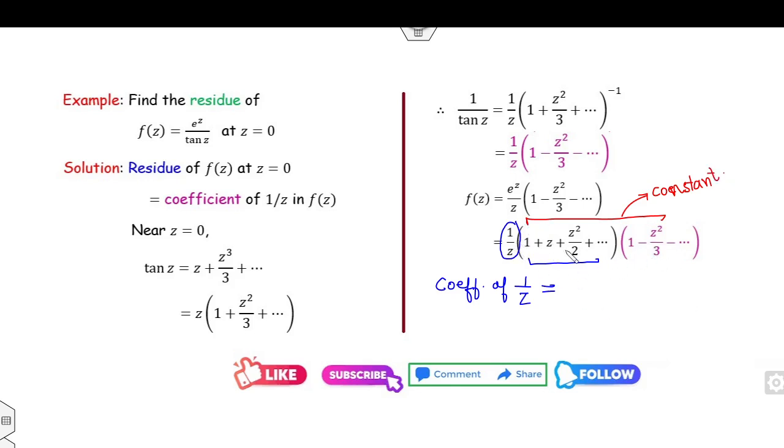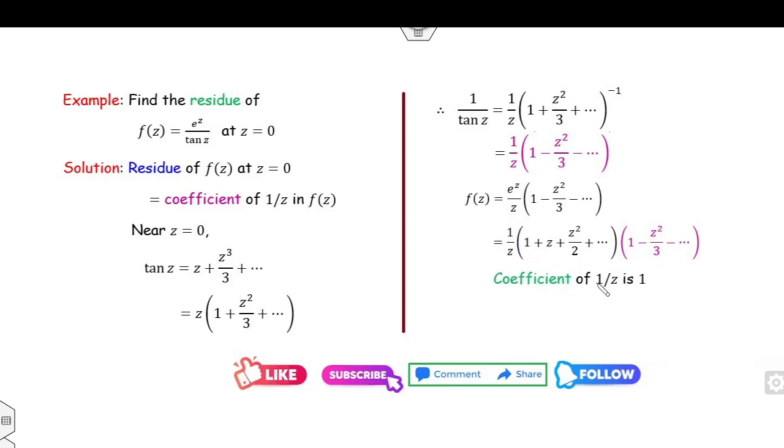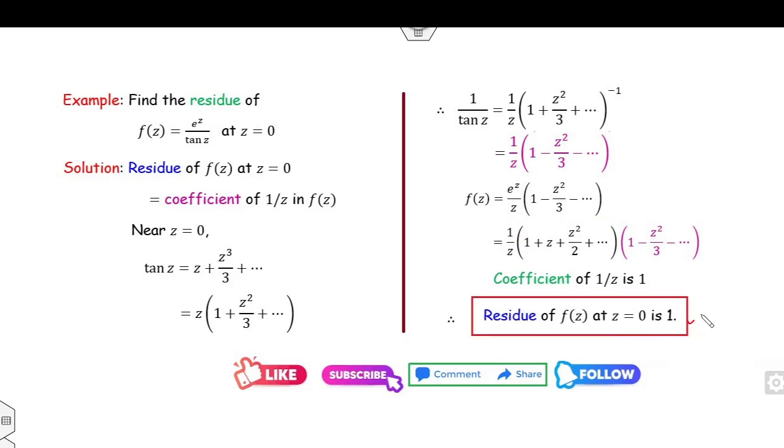So can you find the constant term? Constant term is only 1. Fine. The next terms are z square, z cube and so on. So the constant term is 1. Therefore the coefficient of 1 over z is 1. So residue is also 1.